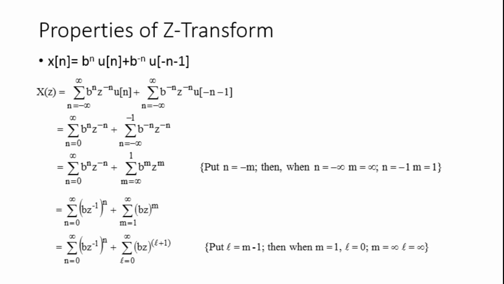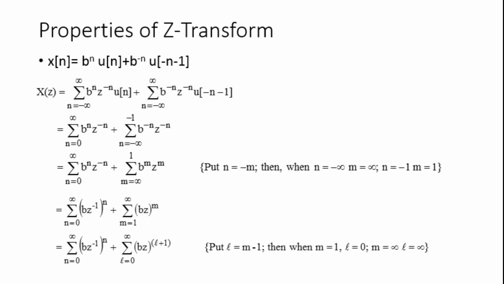So applying these limits into the summation, we get summation n equals 0 to infinity b to the power n z to the power minus n plus summation m equals infinity to 1 b to the power m z to the power m, which is equal to summation n equals 0 to infinity (b z inverse) to the power n plus summation m equals 1 to infinity (b z) to the power m.